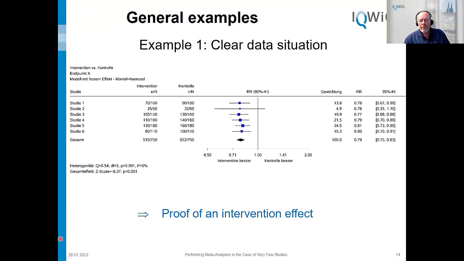Yeah, some examples. The first is easy. If you have a meta-analysis with these 6 study results, you see at first sight there is an intervention effect. Okay, there's one study which is not significant, but this study is very small. All others have a significant effect. It's very clear that here the intervention is useful.